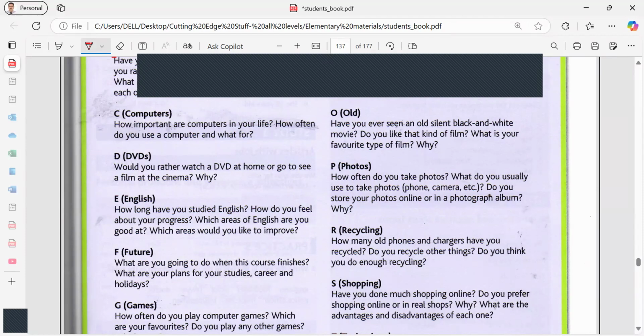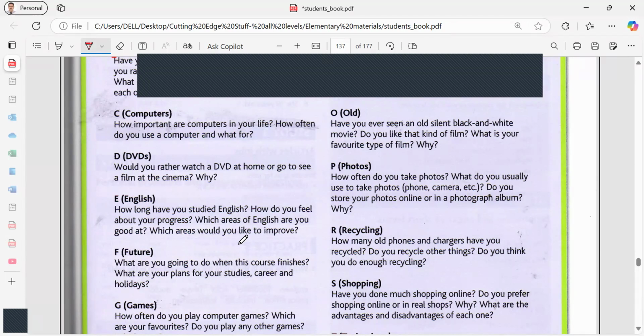Please don't read the question. Choose any letter. Okay, F. Future. Okay, so now please, in a minute, read or answer these questions. What are you going to do when this course finishes? What are your plans for your studies, career, and holidays? Have you got any questions before you answer? Do you know what career means? Yes, that means the job, something like this. Now please start.